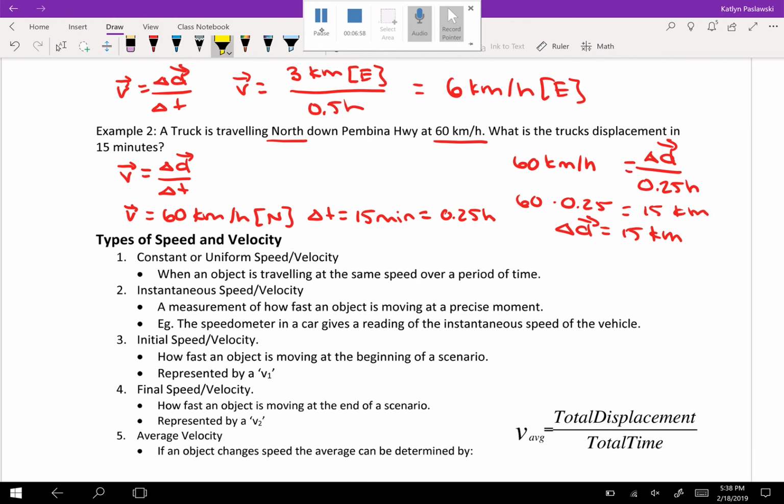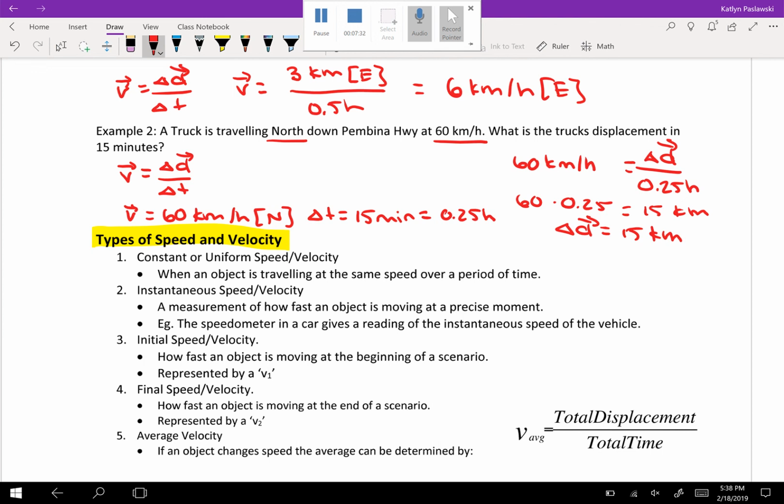Here we have types of speed and velocity. You may see them come up in a question. You can reference back to these types of speed and velocity, recognizing that the only difference between speed and velocity is that velocity has a direction. So you could have constant or uniform speed or velocity. That's when an object is traveling at the same speed over a period of time. Instantaneous speed or velocity is a measurement of how fast an object is moving at a precise moment. So the speedometer on a car gives a reading of the instantaneous speed of the vehicle.